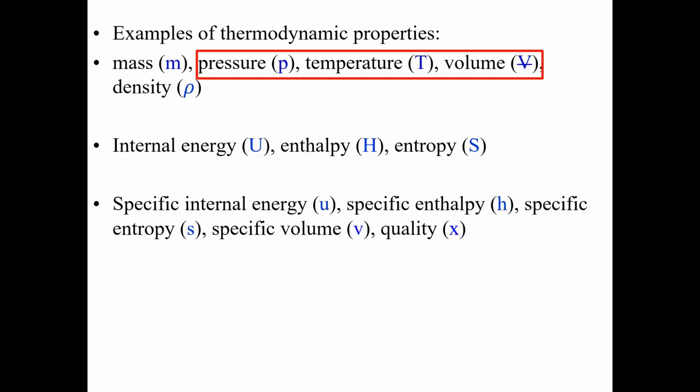Out of all these properties, 3 stand out as so-called fundamental properties. These 3 are pressure, temperature, and volume. The reason why these 3 are considered fundamental is because these 3 can be measured directly. You can use a pressure gauge to measure pressure. You can use a thermometer to measure temperature, and it's also typically straightforward to measure volume, right? You can use a ruler, things like that, to find volume.